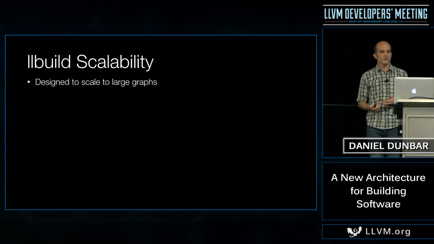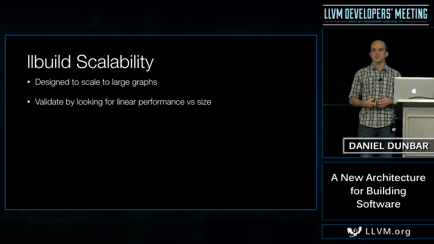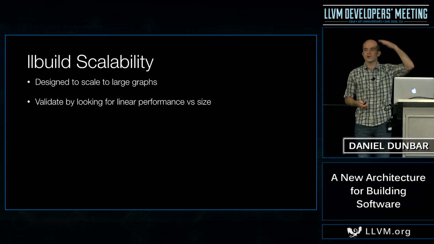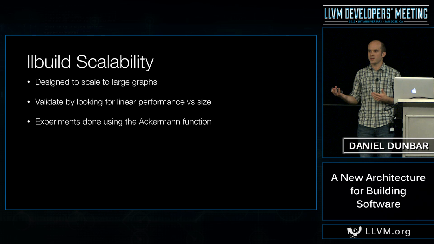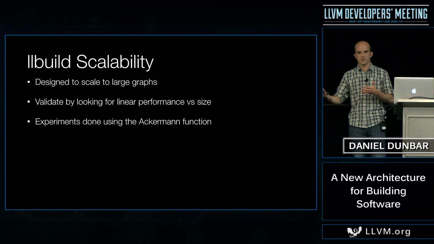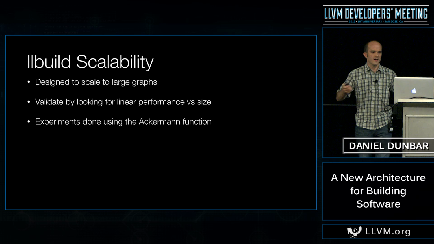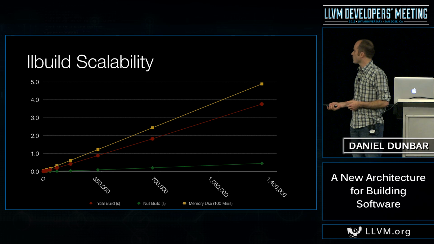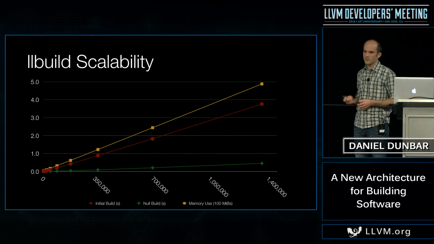The last aspect of performance is scalability. I mentioned it was designed to scale to large graphs. And the way that I validate this is simply by looking at our behavior as we go to larger and larger graphs. And Ackermann is a very good tool to use for this because it lets you generate synthetic graphs of arbitrary synthetic size. So this is a graph of our performance for different sizes of inputs, ranging from very small ones up to over 1 million nodes.